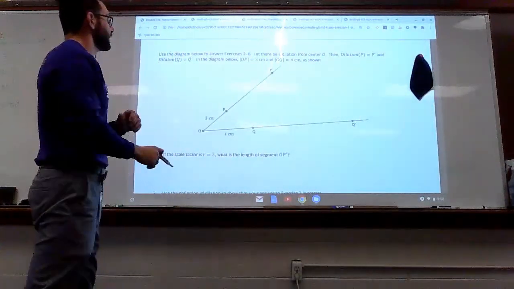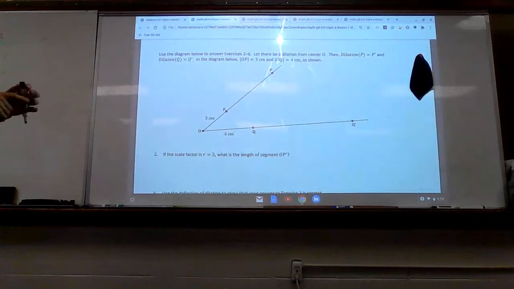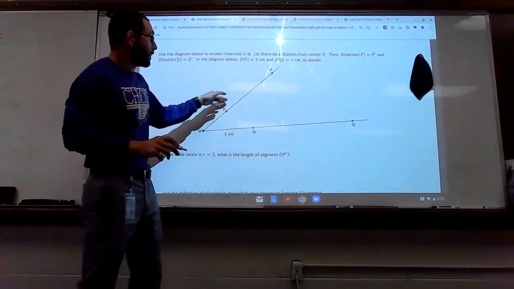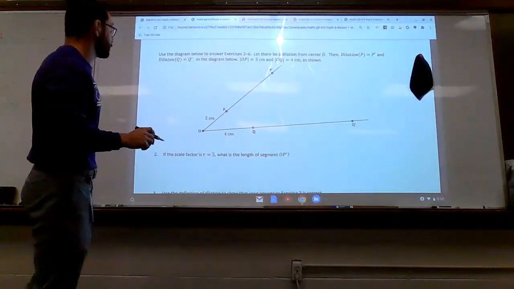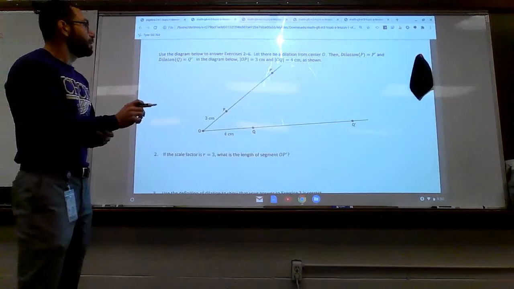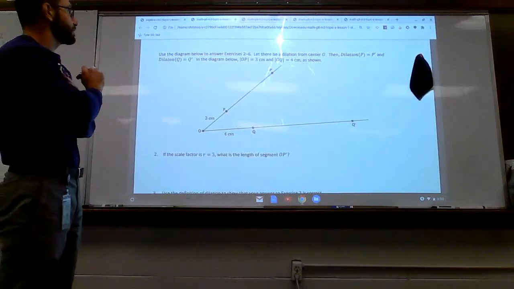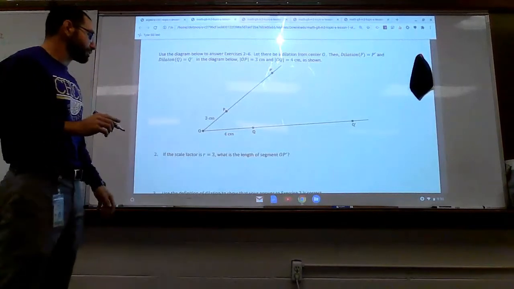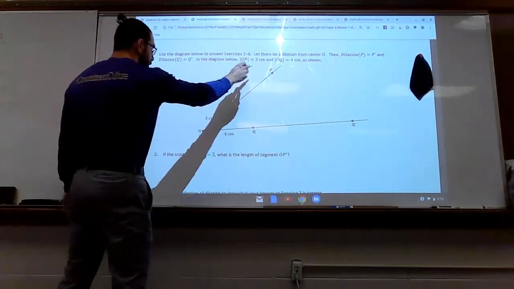Use the diagram below to answer questions 2 through 6. Let there be a dilation from center O. Immediately, here's P, here's Q. That image is getting bigger, so I know my scale factor is going to be bigger than 1. If the scale factor is r equals 3, what is the length of OP?